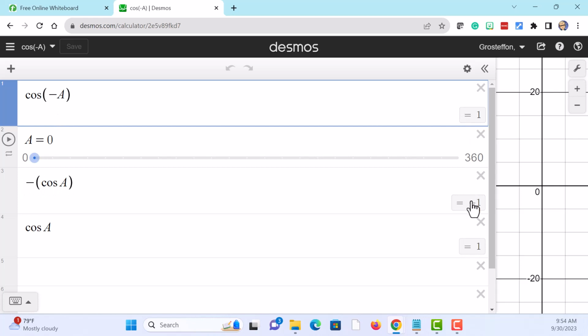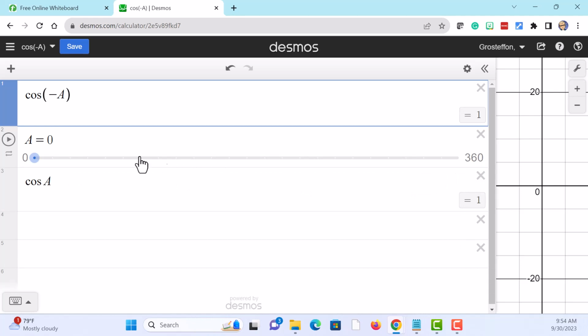Those two are opposite in sign, which might go against our intuition because we just saw that sine of minus a is minus sine of a. It seems like you could just take that negative and pull it out in front. But for cosine, that is not the case. So we're going to eliminate minus cosine of a.